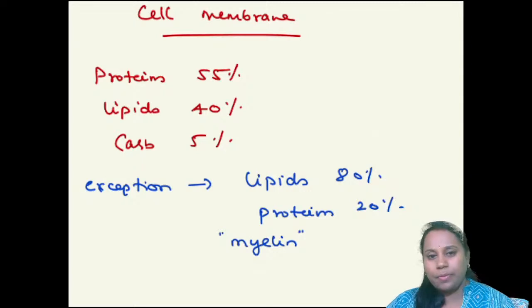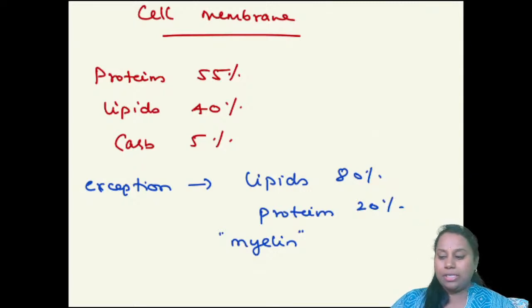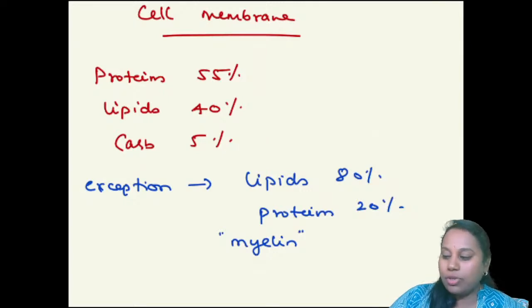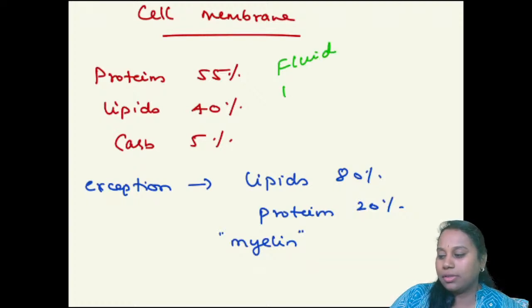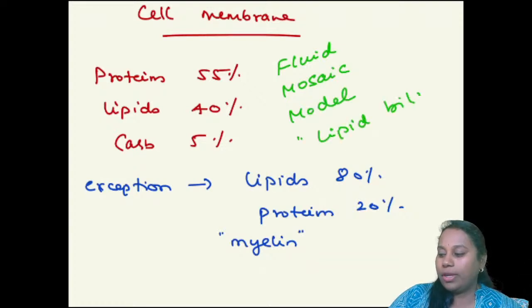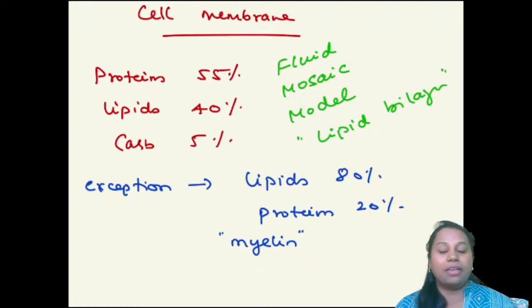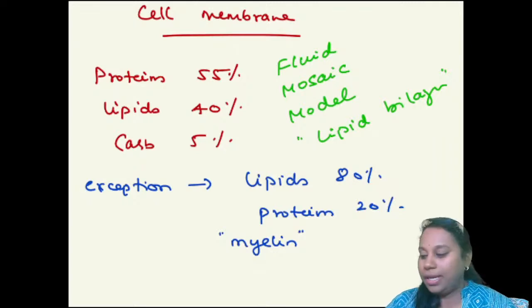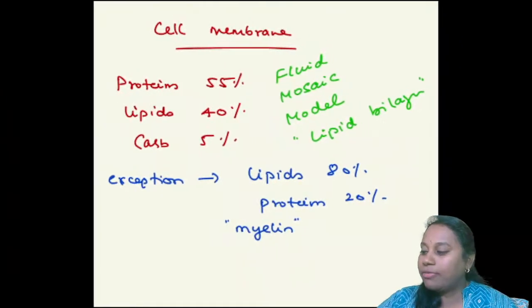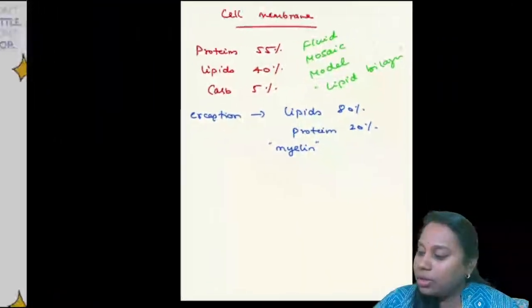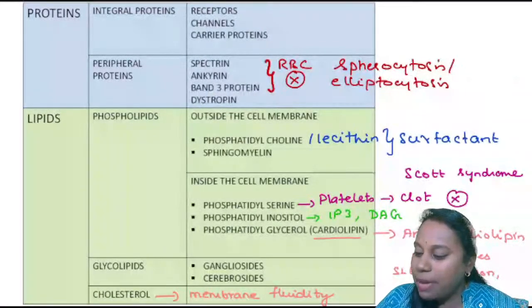What are all the composition of the cell membrane? Proteins, lipids, and carbohydrates. Who proposed this model? The model is called the fluid mosaic model, which is a lipid bilayer model. If it is a lipid bilayer, definitely it should be fat soluble. So it is a fat soluble lipid bilayer. And we can also have a look at all the components of this cell membrane.